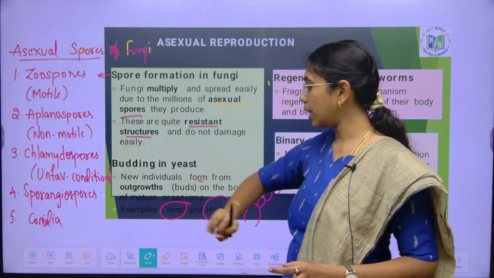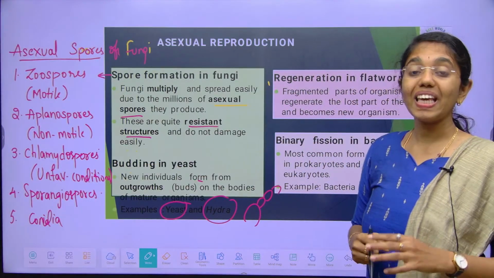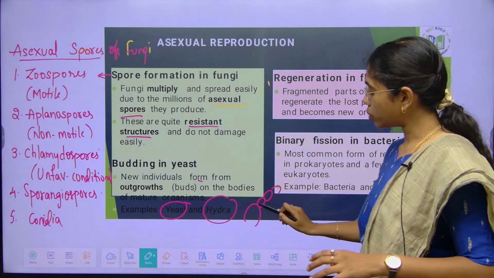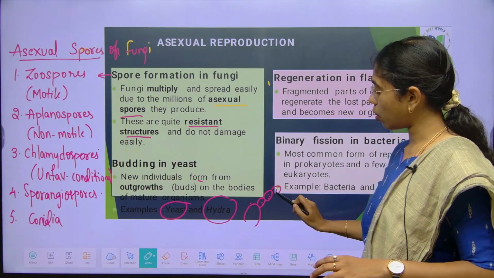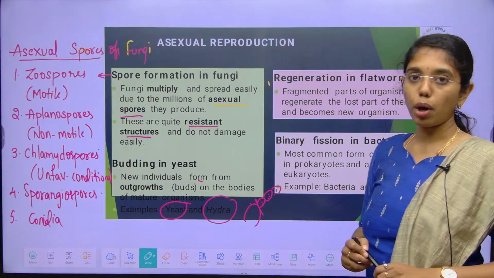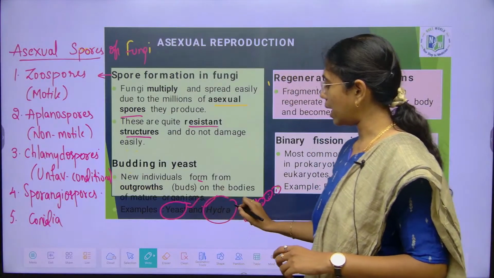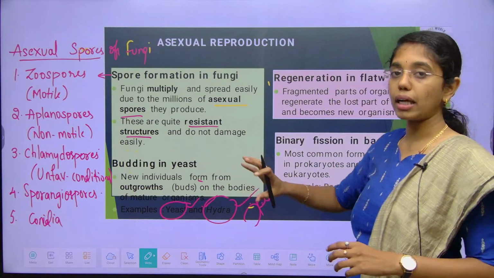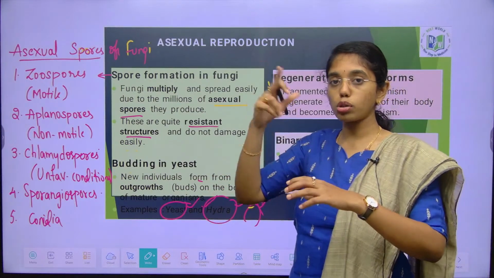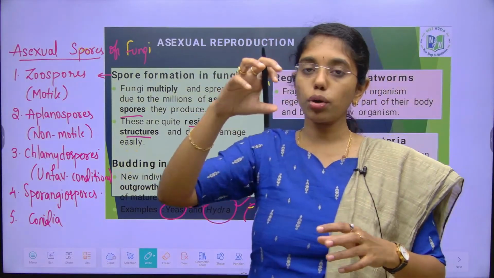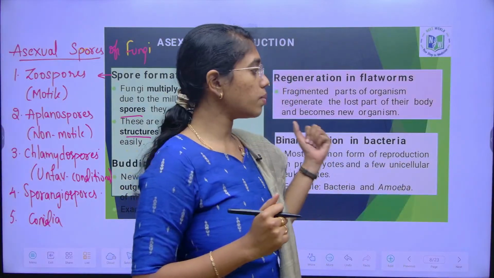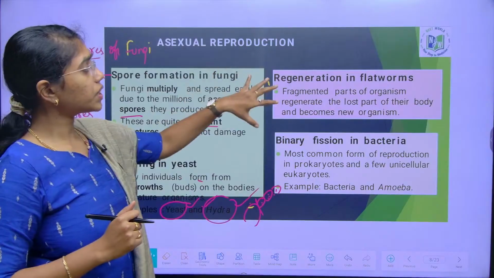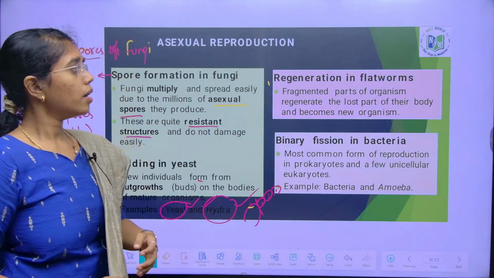And here, budding in yeast. If you see, yeast undergoes budding, where from the parental body you can see daughter buds originating from the parent body. Examples are yeast and hydra. Budding is nothing but outgrowths on the parent body. Each outgrowth, when falling onto the substratum, develops into a new individual. This is about budding.